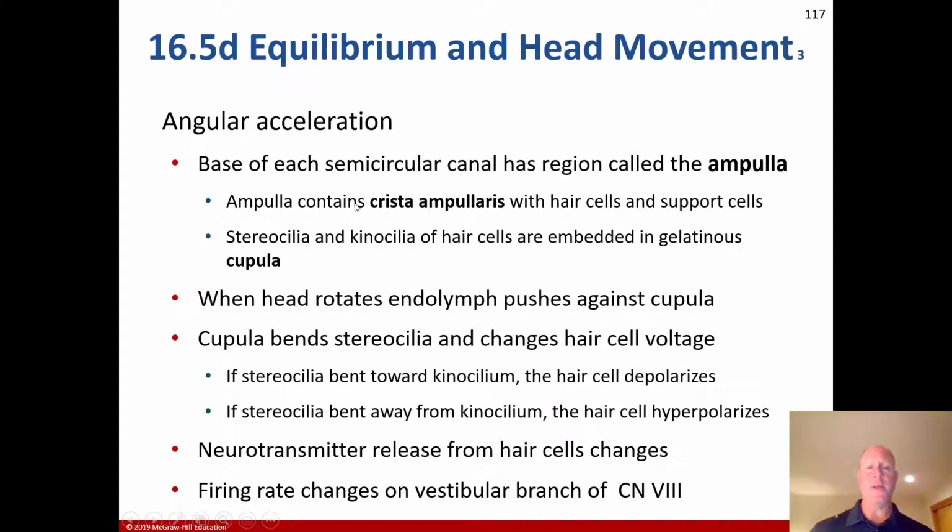Angular acceleration, really, with angular acceleration for equilibrium head movement, the base of the semicircular canal has a region called the ampulla, and the ampulla contains the crista ampullaris with the hair cells and support cells. The stereocilia and the kinocilia of the hair cells are embedded in this gelatinous cupula. When the head rotates, endolymph pushes against the cupula. The cupula bends the stereocilia and changes the hair cell voltage. If that stereocilia is bent toward the kinocilium, the hair cell depolarizes. If it's bent away from the kinocilium, the hair cell hyperpolarizes, as we just saw in that image.